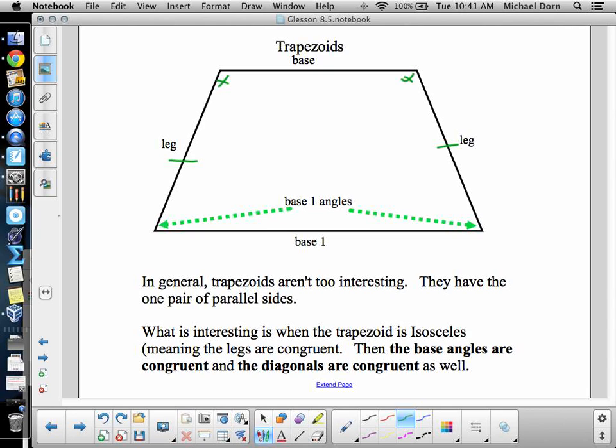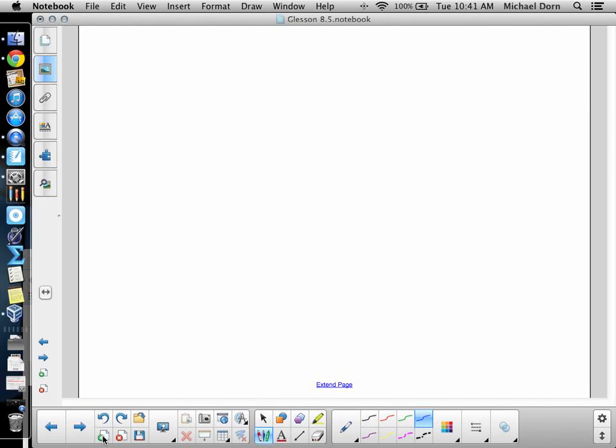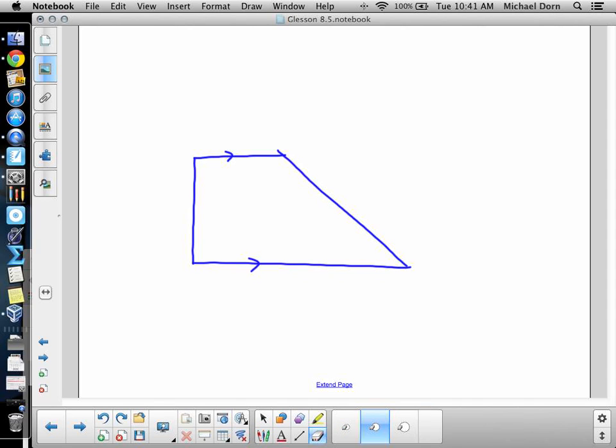Now, one thing that is true with any trapezoid, before we get too far along, another thing that's true about a trapezoid, I'm going to draw it so it's definitely not isosceles. Okay? These two sides are parallel. That's not an isosceles trapezoid. That's just a plain old trapezoid.